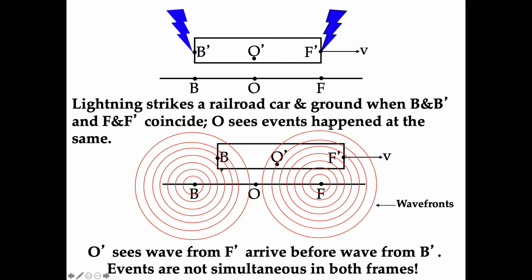So O sees the event occur at the same time. But what about this person? They see F first because they're moving in that direction? Correct. So even though O sees the event at the same time, O prime will not, because the light from F prime will reach O prime first because he or she is moving in that direction. So the events are not simultaneous in both frames.